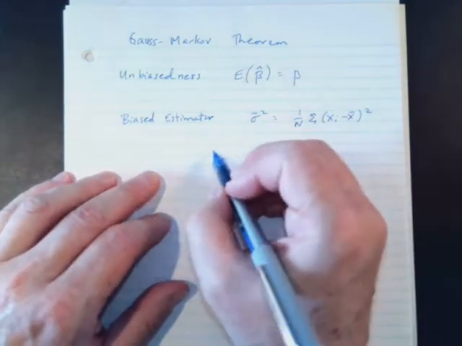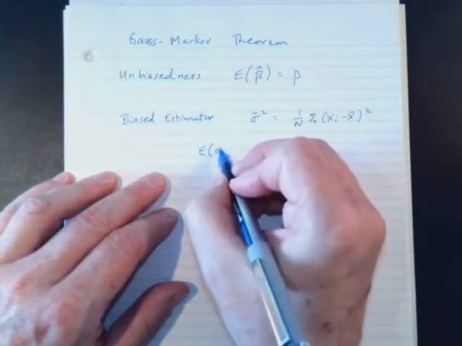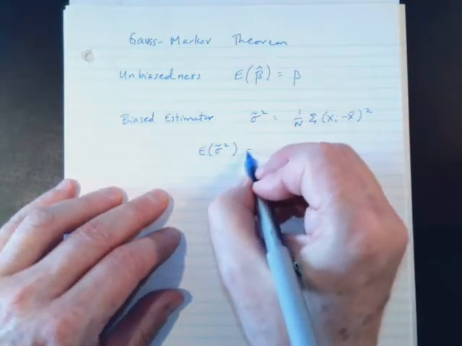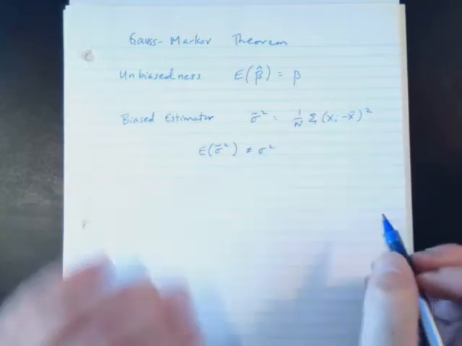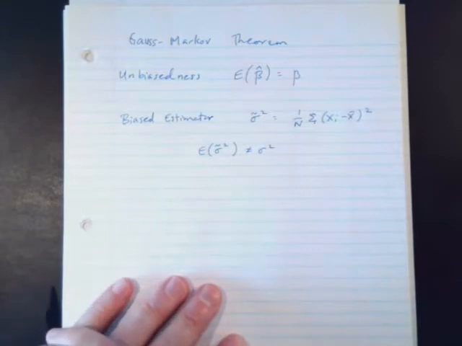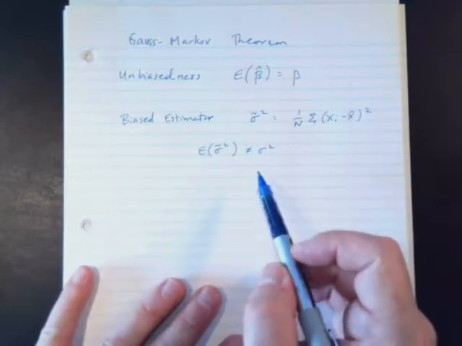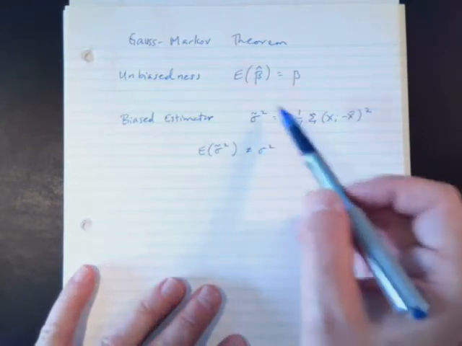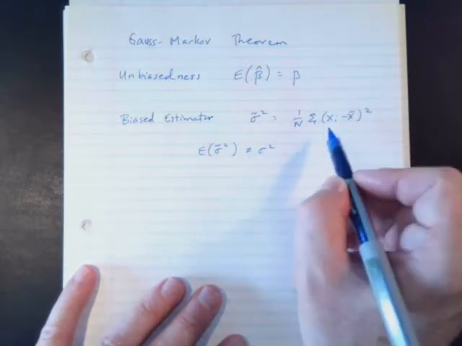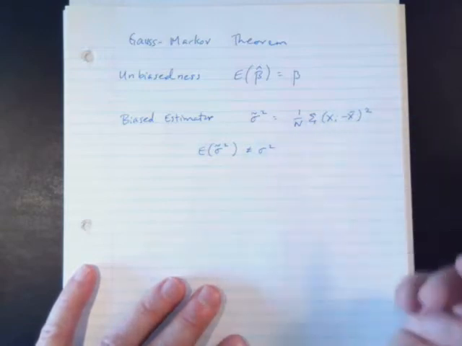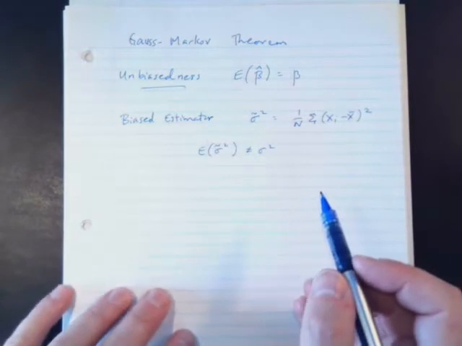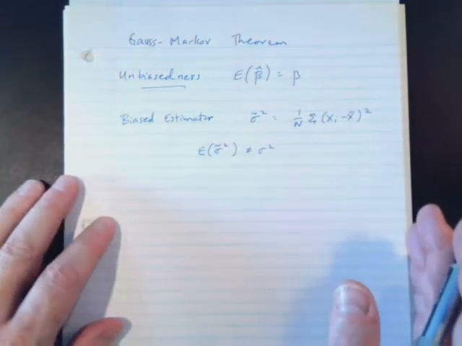The problem is that the expected value of sigma tilde squared is not the true value. It's close to the true value, but it's not the true value. So it's a biased estimator, and that's why we don't use that formula. In particular, here we use 1 over n minus 1, and that corrects the bias. We always want to use an unbiased estimator.